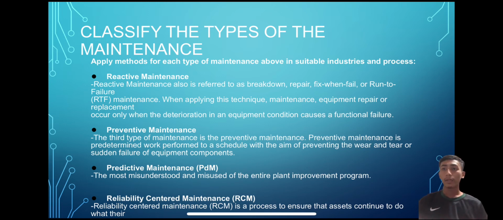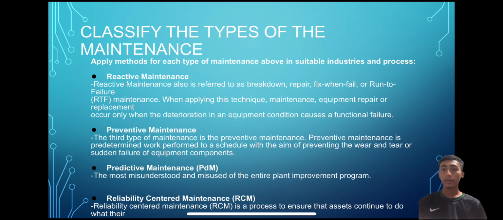Classify the type of the maintenance. Apply method for each type of maintenance above in suitable industry and process. First, reactive maintenance. Reactive maintenance also is referred to as breakdown, repair, fix when fail, or run to fail, RTF maintenance. When applying this technique, maintenance, equipment repair or replacement occur only when the deterioration in an equipment condition causes functional failures. Next, preventive maintenance.